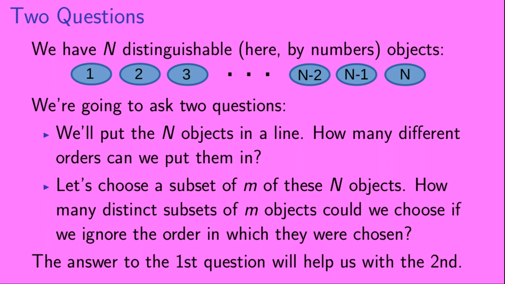First, we'll put the n objects in a line. How many different orders can we put them in? And then second, let's choose a subset of m of these n objects. How many distinct subsets of m objects could we choose if we ignore the order in which they are chosen? The answer to the first question will help us get the second.